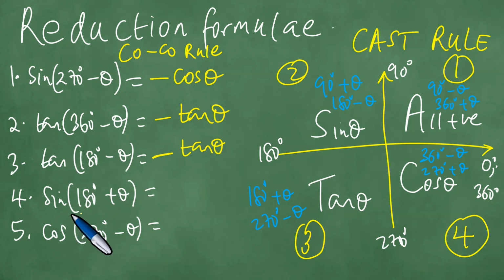If you're dealing with the sine of 180 degrees plus theta, what answer do we get? The sine: negative sine theta. Yes, good. Now 180 degrees plus theta is in the third quadrant, and only the tangent is positive, and therefore the sine here is going to be negative, and you only copy the sine and the theta.